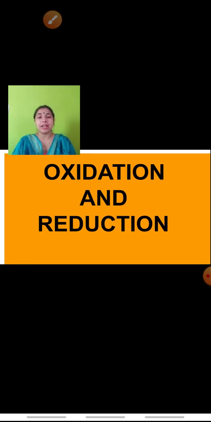Children, in the last video, we all have learned about the four types of chemical reactions. Those four types were combination reaction, decomposition reaction, displacement reaction, and double displacement reaction. Now we are proceeding further with the next topic of your first chapter, chemical reactions and equations. The next topic is oxidation and reduction.